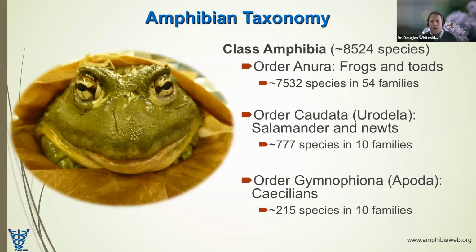Then we have our Caudata, also known as our Urodeles. These are our salamanders and newts, and there's about 777 different species of them. And then finally, our Gymnophiona, which are our caecilian species, and they're not very common in private practice, but you will see them on occasion, particularly some of the Typhlonectes species. But you'll also see them in zoos, and they are a common research species as well.